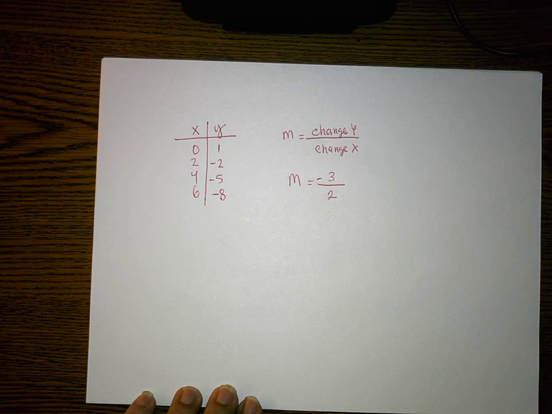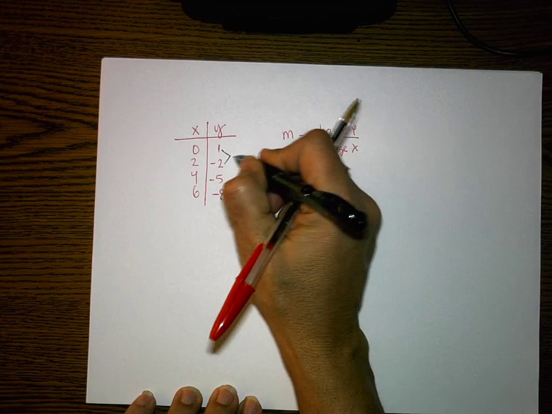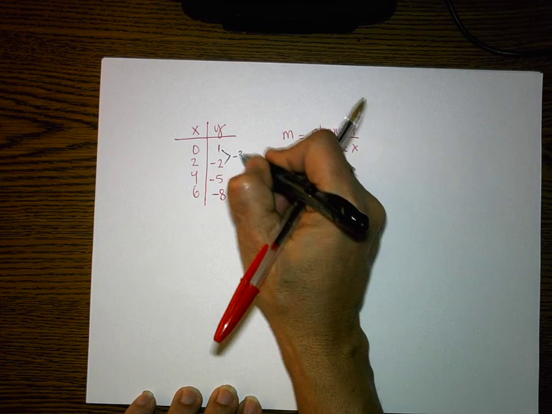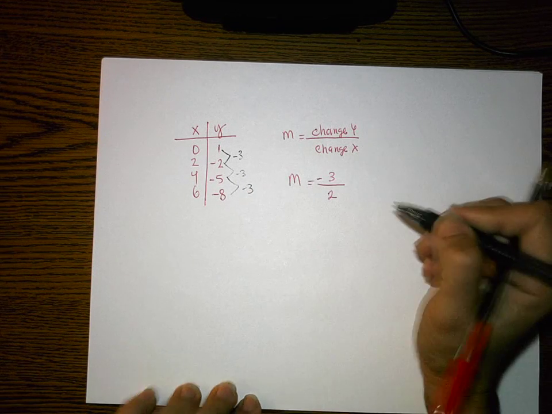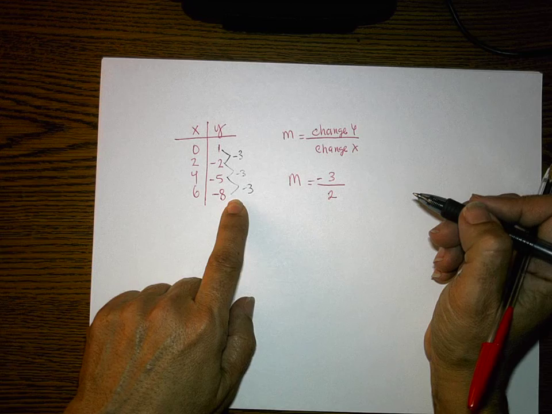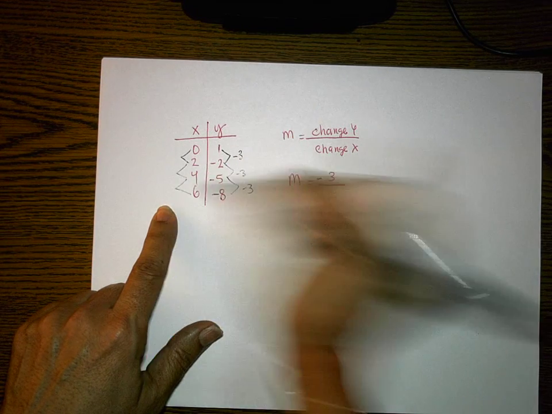From 1 to a negative 2, we are subtracting a 3, right? And then you subtract a 3 again, and then you subtract a 3 again. So the change in the y values is negative 3, and the change in the x values is adding a 2, positive 2.